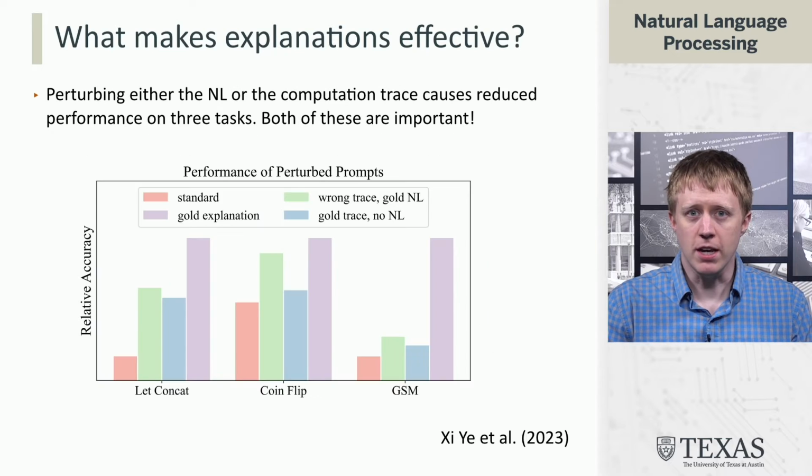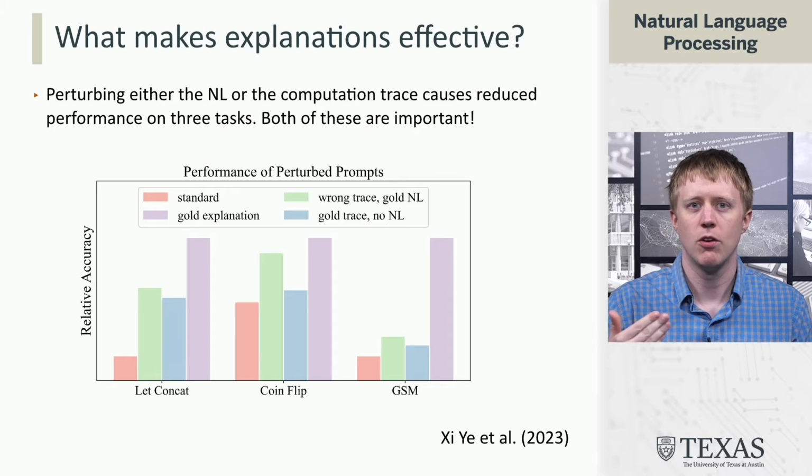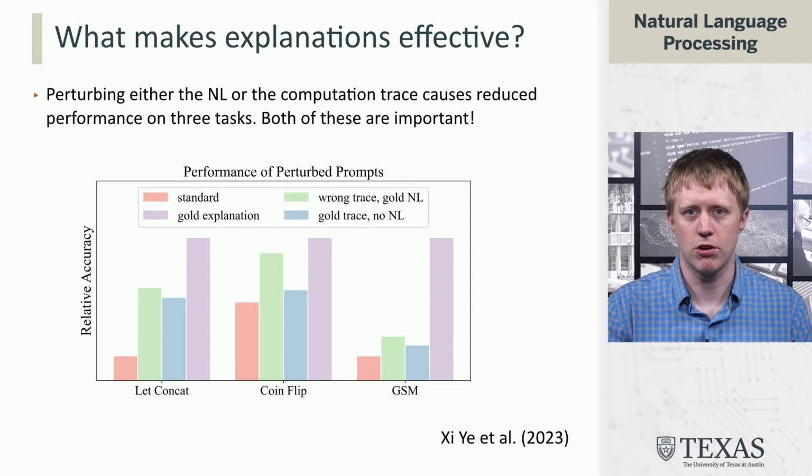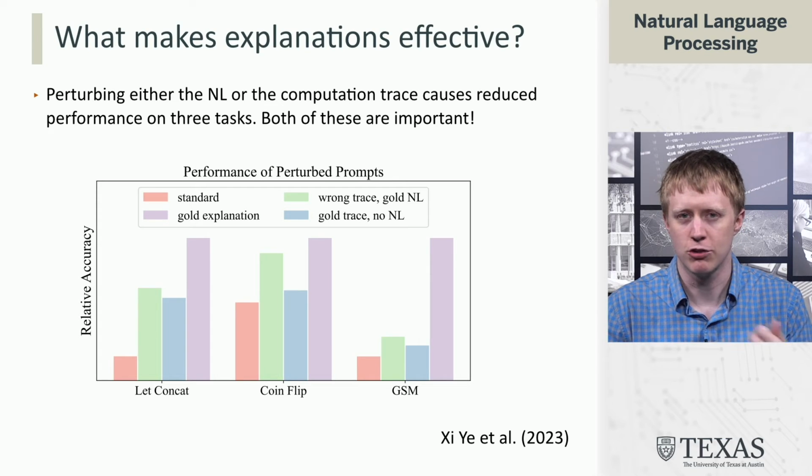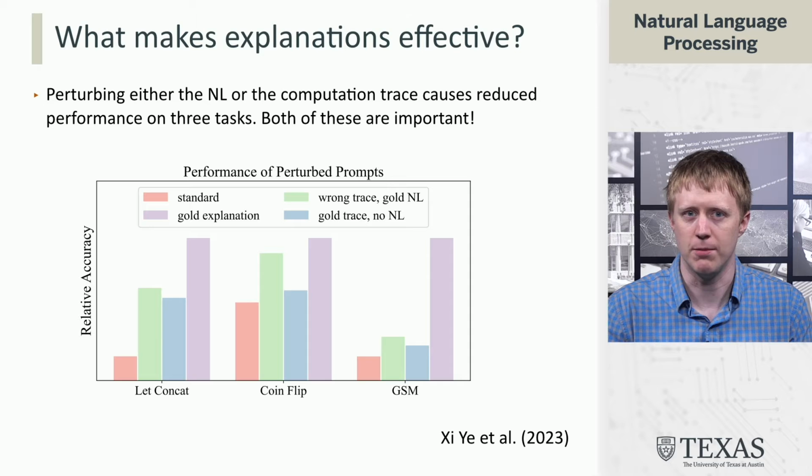If we look at these perturbations, somewhat encouragingly, we see that either of these things causes performance to drop by a lot. Compared to the purple bar here, the accuracy when you perturb either the computation or the natural language drops by quite a bit across three different tasks. The first one is this letter concatenation. The second one is this task about flipping a coin and tracking what state it's in. And the last one is this kind of math reasoning. And you see that one is very negatively impacted by having bad computation traces or bad natural language expressions of the reasoning.